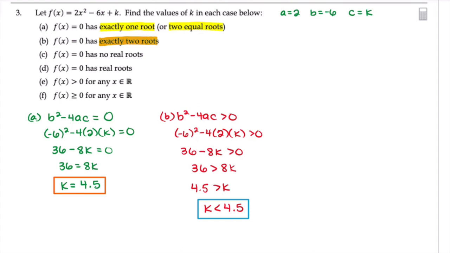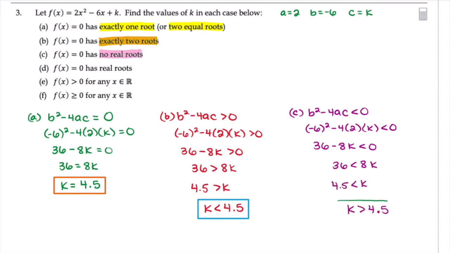Part C, if f of x is equal to 0 and we have no real roots, which means that the discriminant is going to be set less than 0. So we're going to plug in as I did before. And we get k is greater than 4.5. So if we were to plug in, let's say a value of 5, right, because 5 is greater than 4.5, into our function, we would have no real roots. We would have imaginary roots.